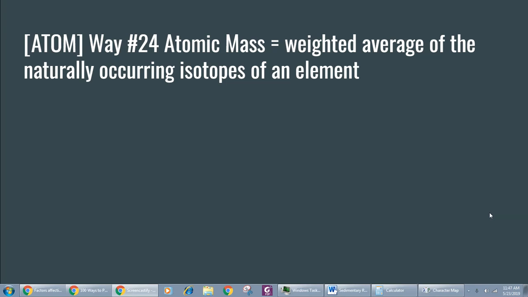Therefore, in order to calculate the average of all the different isotopes for an element, we do what's called the weighted average. And the weighted average of this is the weighted average of all the naturally occurring isotopes of an element. And natural is the key. Isotopes can be artificially made by fusion and fission reactions, but these are only naturally occurring isotopes of the same element. So how do we take the weighted average?